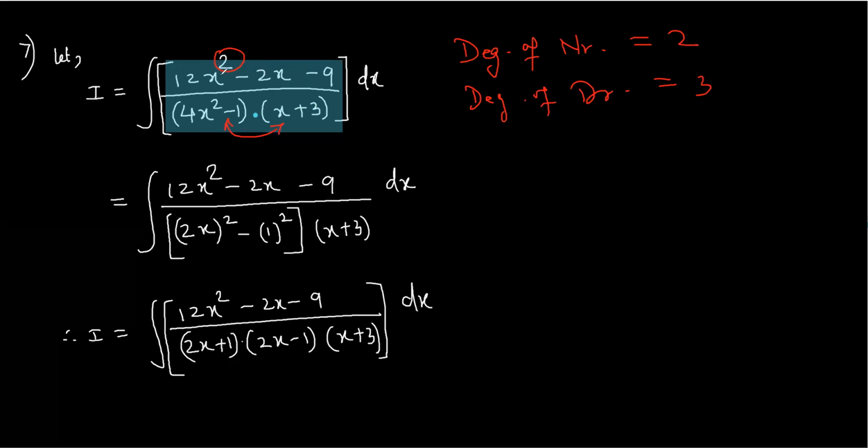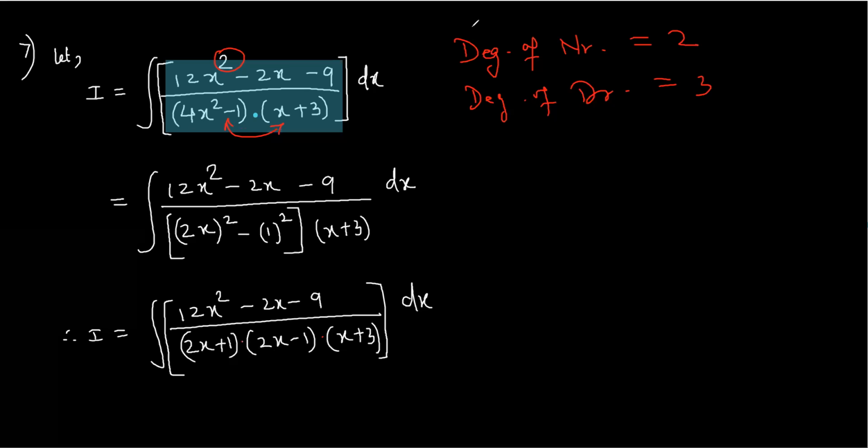Other than that, there is no importance of the numerator, whether it is 12x square or it is without 12x square, a quadratic polynomial or a linear polynomial, all that simply doesn't matter. So here I wrote 4x square minus 1 as 2x the whole square minus 1. Now 2x the whole square minus 1 is 2x plus 1 into 2x minus 1, and this x plus 3 as it is. So now I have linear distinct factors.